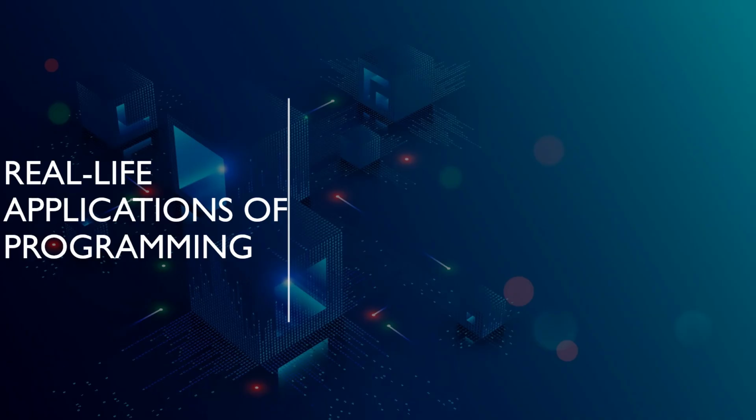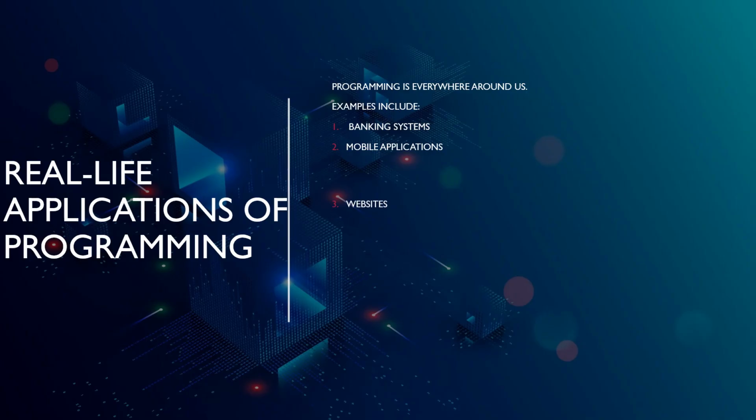Real life applications of programming. Programming is everywhere around us. Examples include the banking system. When you send money, programming is working. The bank depends on software. We also have mobile applications. Every app on your phone was programmed. Examples are WhatsApp, TikTok, Instagram. Websites: popular websites include Google, YouTube, Amazon, Jumia, Facebook, ChatGPT. All are programmed. We also have video games.